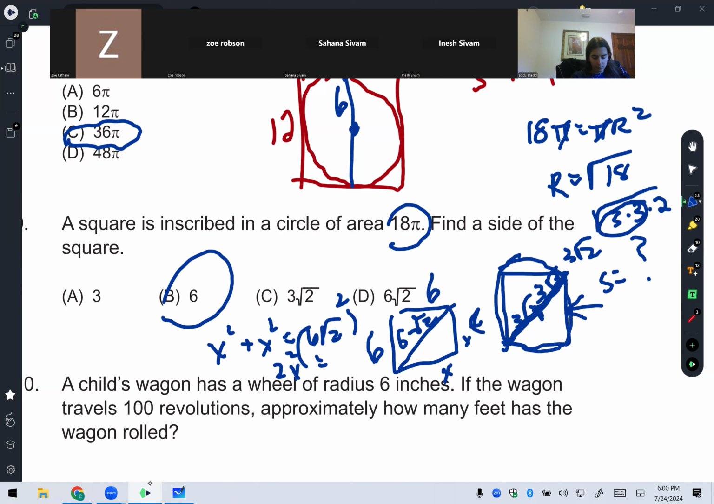And so we would get 2x squared equals 36 times the square root of 2 squared, so that's 72, right? Yeah, square root of 2 squared, so that's 72. We're going to divide it by 2, get 36. If x squared is 36, then x will be 6.